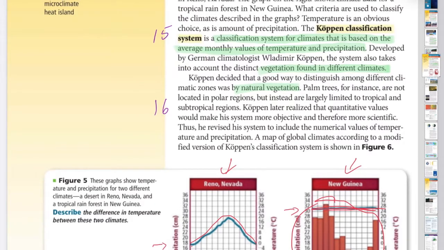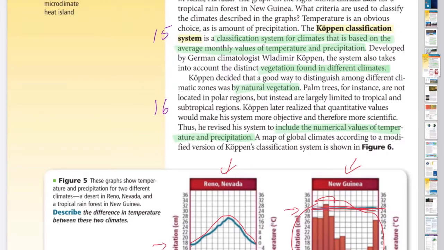Palm trees, for instance, are not located in polar regions, but instead are largely limited to tropical and subtropical regions. Köppen later realized that quantitative values would make his system more objective and therefore more scientific. Thus, he revised his system to include the numerical values for temperature and precipitation. A map of global climates according to a modified version of Köppen's classification system is shown in Figure 6.